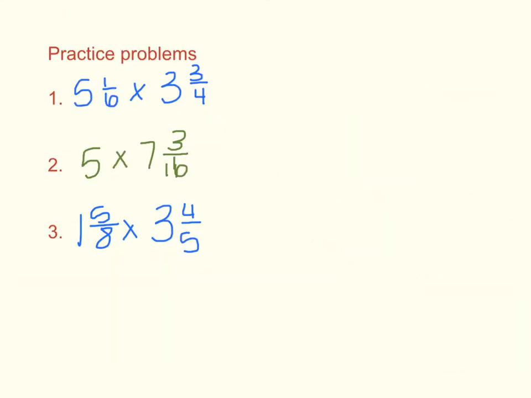Okay, here are your 3 practice problems. You have to change those mixed numbers to improper fractions, and then you can multiply across. Don't forget a word problem or question, and rate your understanding.